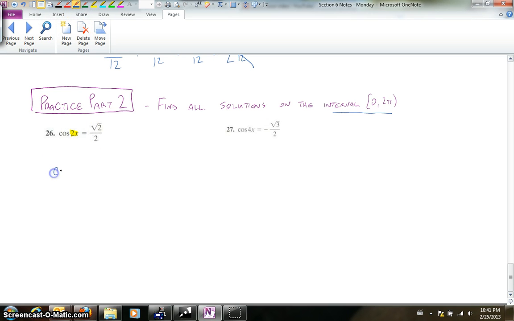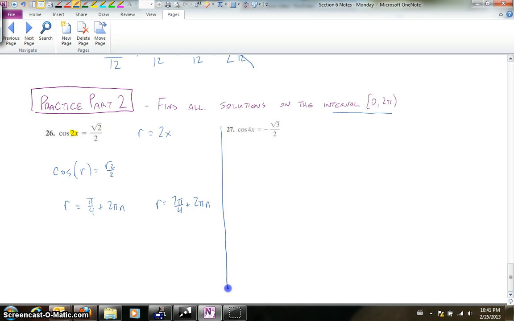And so I'm going to go ahead and write r is equal to 2x. So the cosine of r equals radical 2 over 2. That means that r must equal pi over 4 plus 2 pi n, and r equals 7 pi over 4 plus 2 pi n.